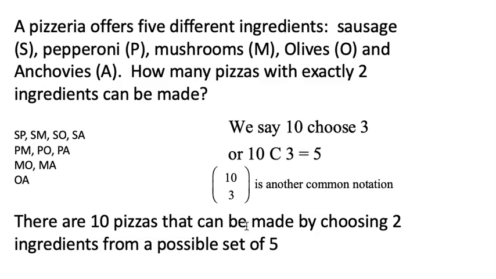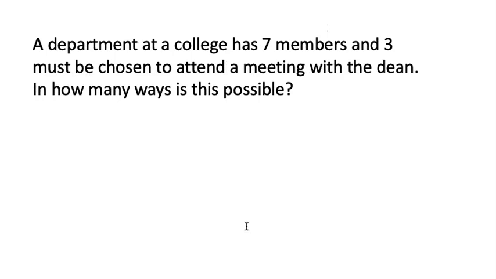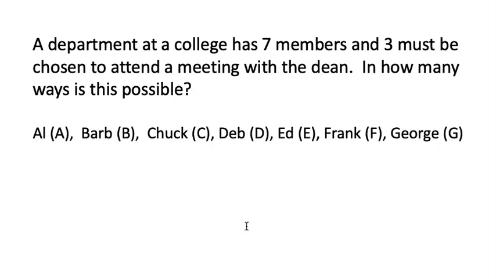So here's another example. This time a department at a college has 7 members and 3 must be chosen to attend a meeting with the dean. So you are either attending the meeting or you are not attending the meeting. So again, order doesn't matter. So we want to try to list all of those. I'm going to just give names to all 7 people: Al, Barb, Chuck, Deb, Ed, Frank, and George. A, B, C, D, E, F, G. And I'm going to try to list all of them.